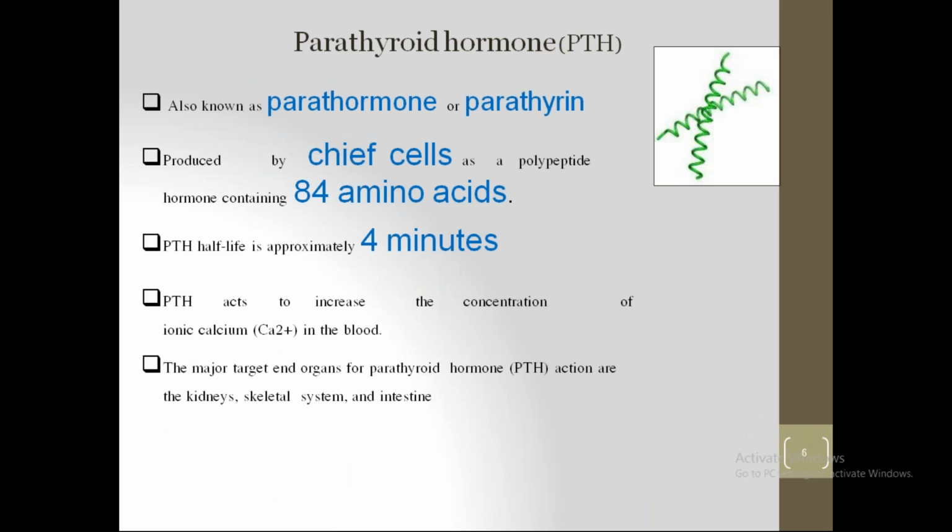Coming to parathyroid hormone, it is also known as parathormone or parathyrin. It is produced by chief cells as a polypeptide hormone containing 84 amino acids. The half-life is approximately 4 minutes. It acts to increase the concentration of ionic calcium in the blood. Okay, and the major target organs are mainly three. Always remember, it is kidney, skeletal system, and the intestine.